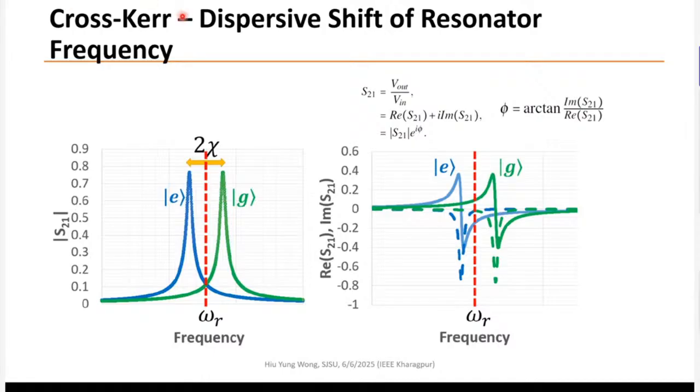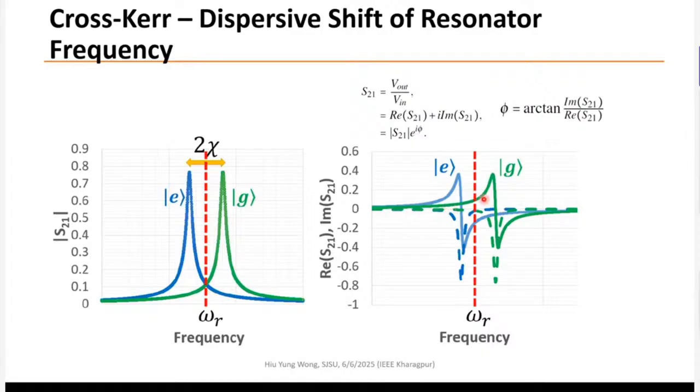Now, because of the cross Kerr effect, when your qubit is in the excited state, let's say 1, your resonance frequency shifts to the left. When it is in state, let's say 0, it shifts to the right. So by measuring its resonant frequency, I will know whether the qubit is at 0 or 1. But you cannot just measure its magnitude, because if I just measure the magnitude at the resonant frequency, they both give me the same answer. Rather, we will measure the phase.